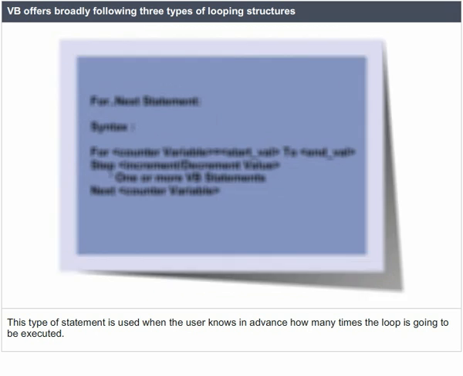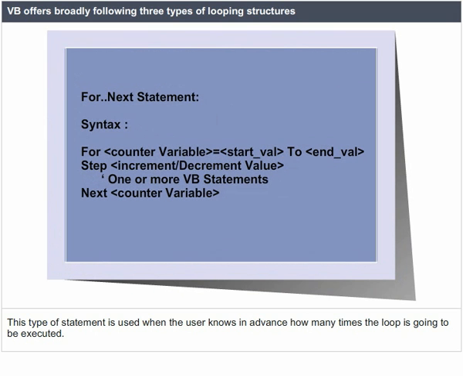For next statement. Syntax: this type of statement is used when the user knows in advance how many times the loop is going to be executed.